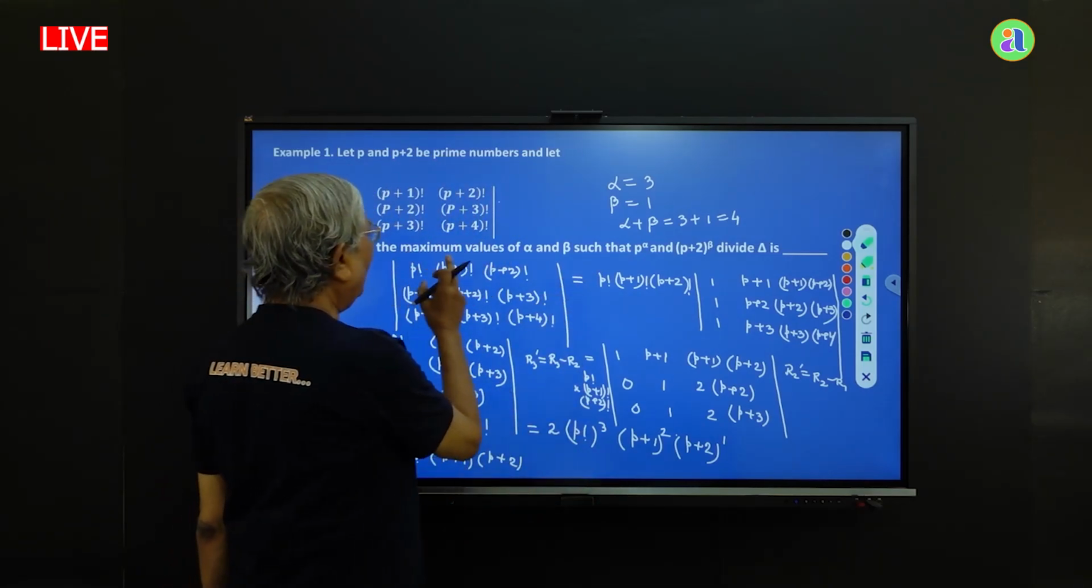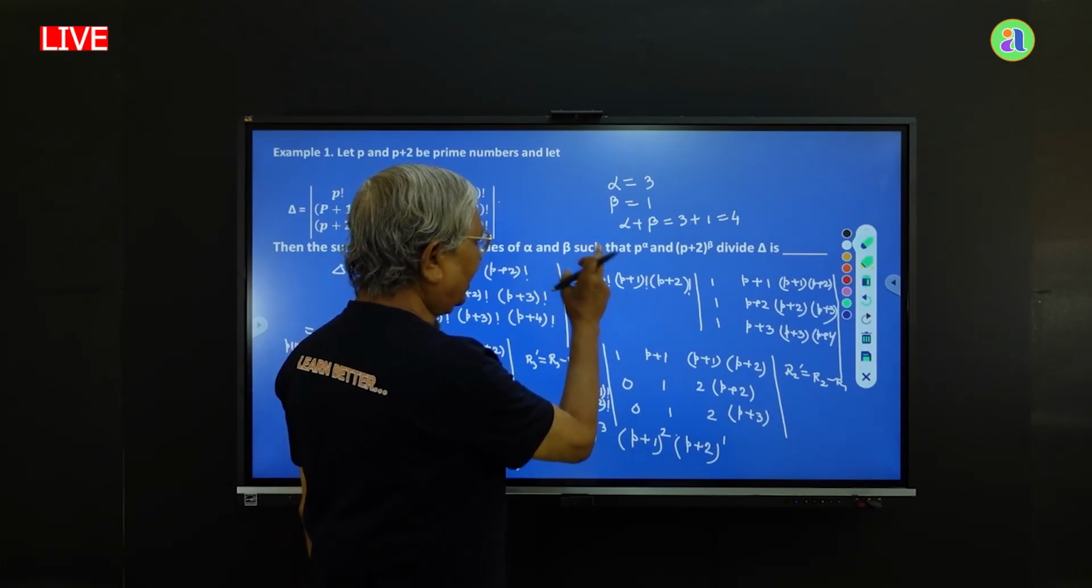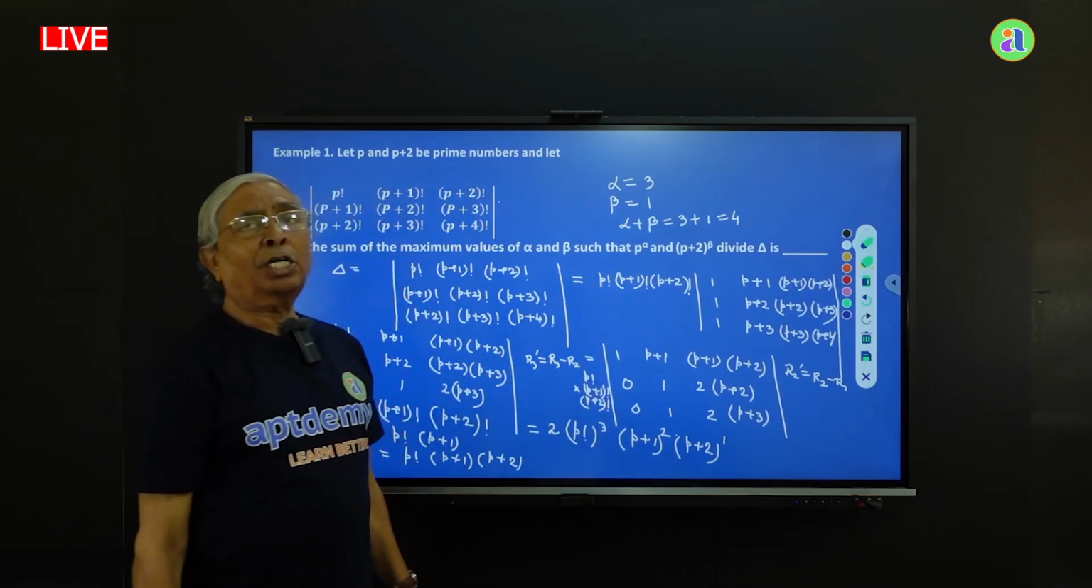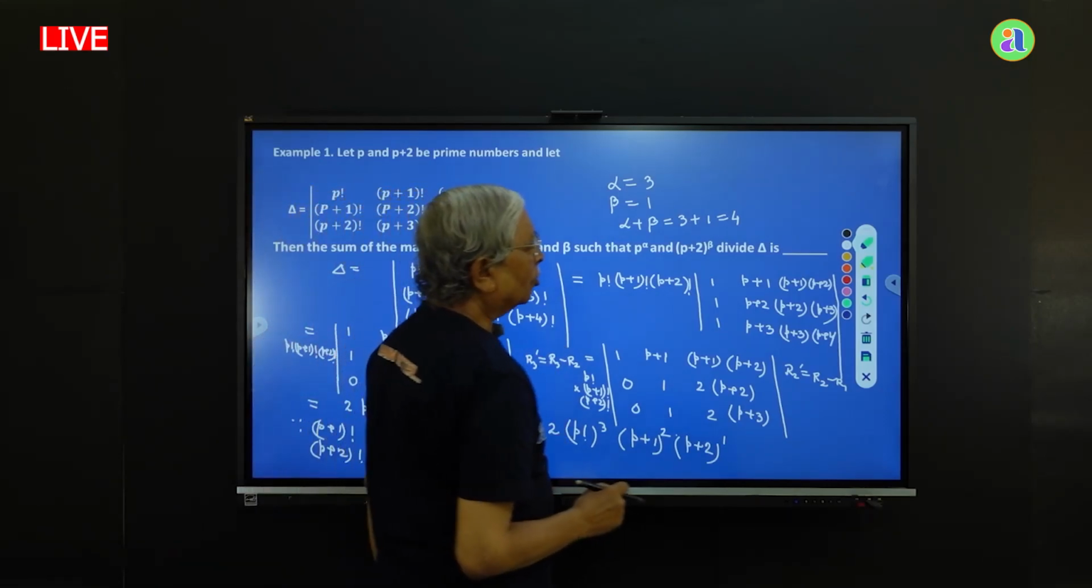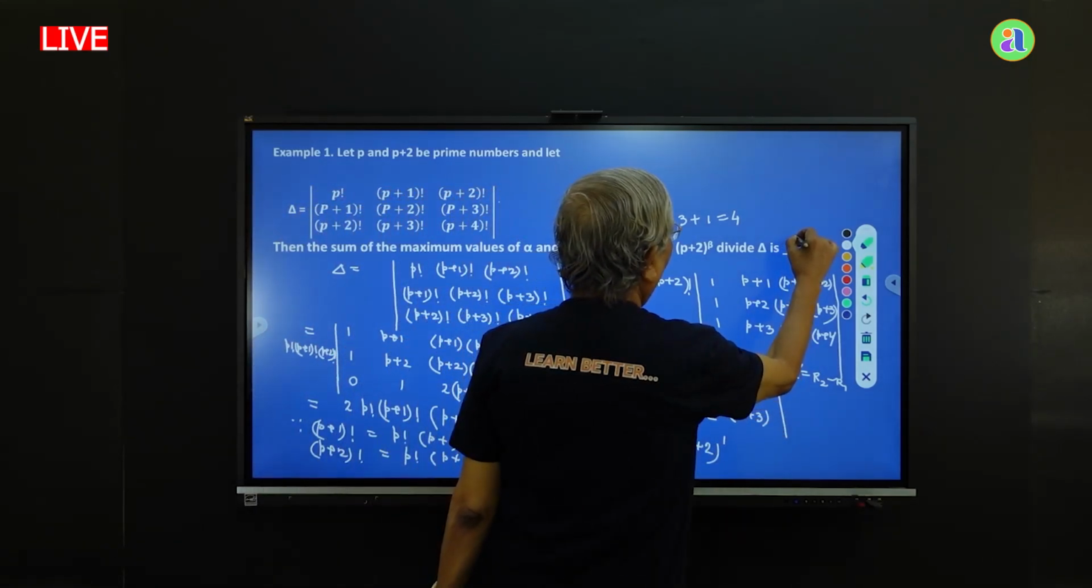So the maximum value of alpha plus beta such that p to the power alpha into p plus 2 whole to the power beta is 4. So the answer will be 4.